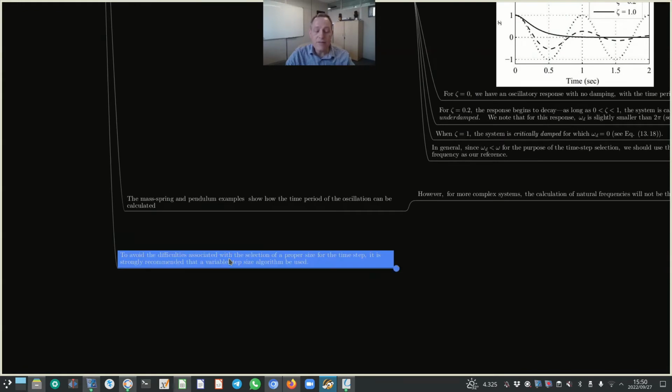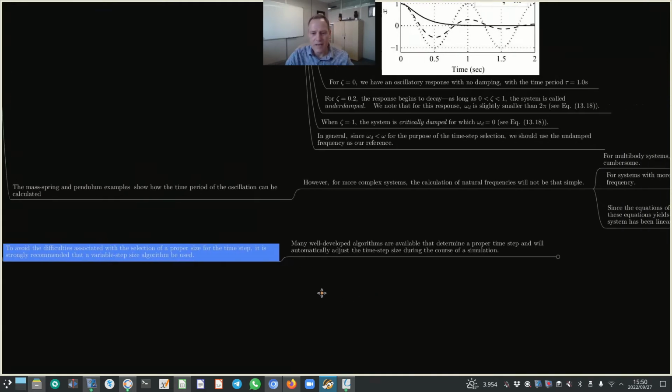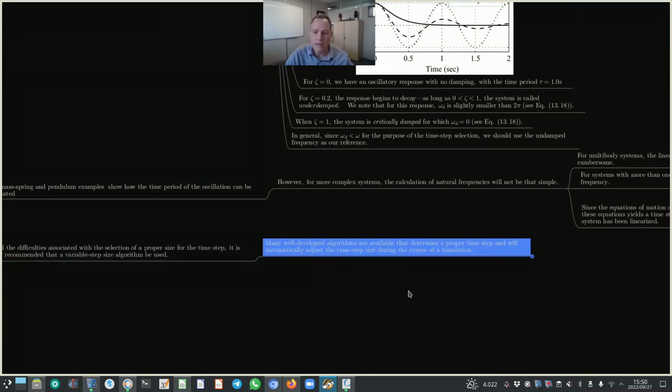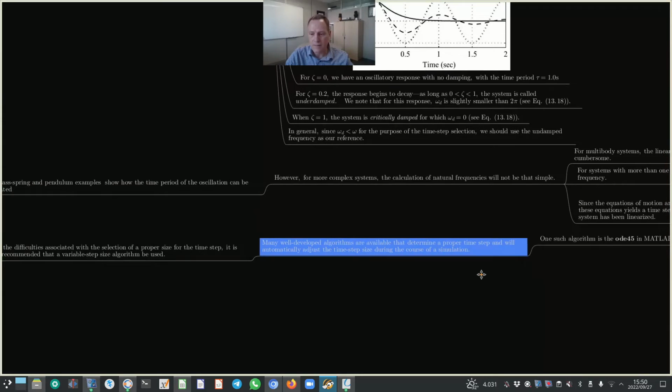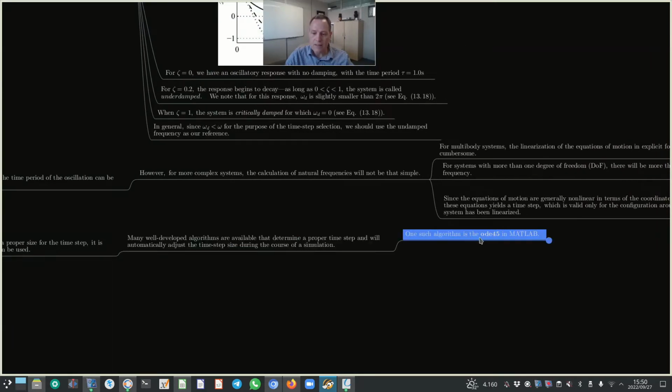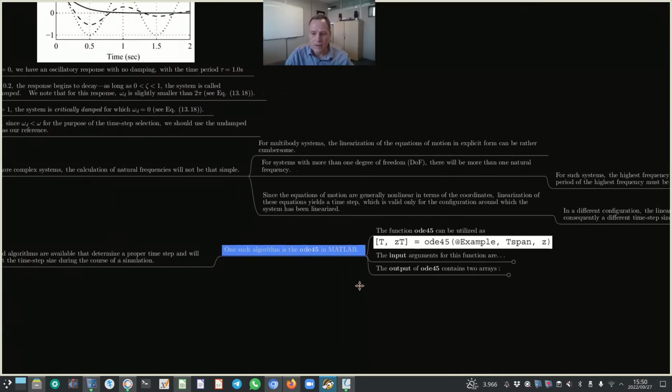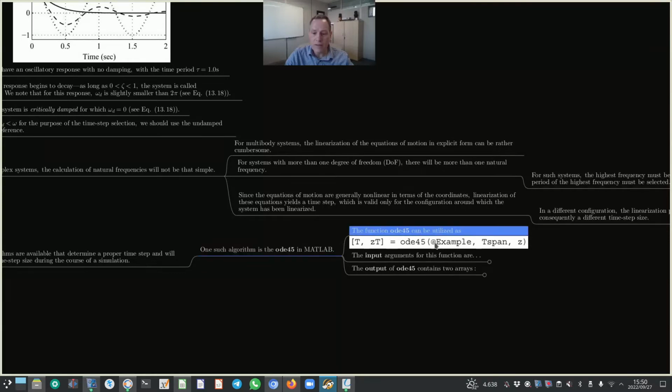To avoid the difficulties associated with the selection of a proper size for the time step, it is strongly recommended that a variable step size algorithm be used. Many well-developed algorithms are available that determine a proper time step and will automatically adjust the time step during the course of a simulation. One such algorithm is the ODE45 algorithm in Matlab. The function ODE45 can be utilized as follows, as shown on the screen.